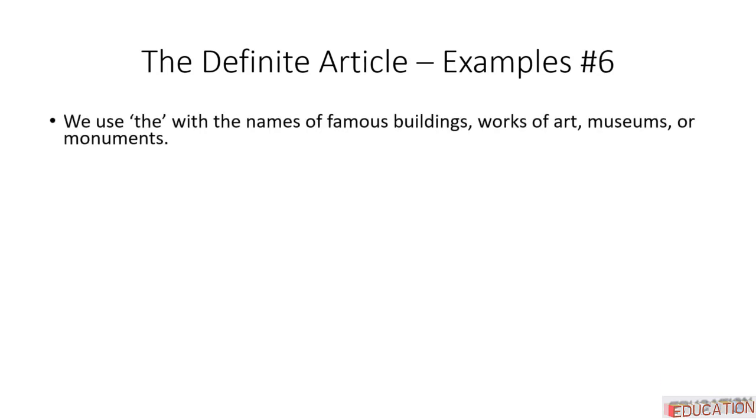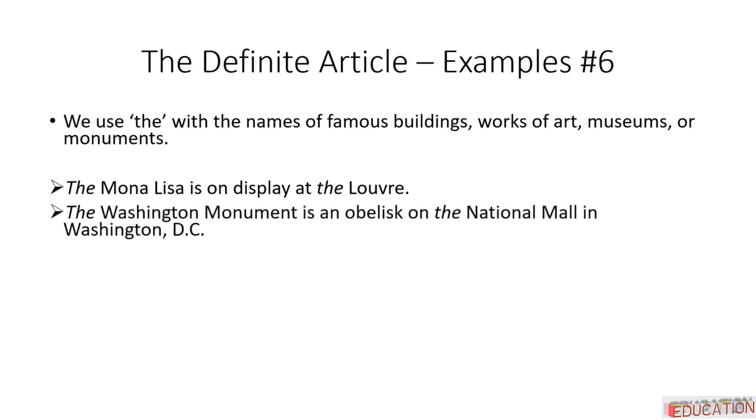And we also use the when we're referring to famous buildings and works of art, museums or monuments. The Mona Lisa is on display at the Louvre. So again, we have two examples here. The Mona Lisa is a well-known work of art, and the Louvre is the building that it's on display in. The Washington Monument is an obelisk on the National Mall in Washington, D.C.